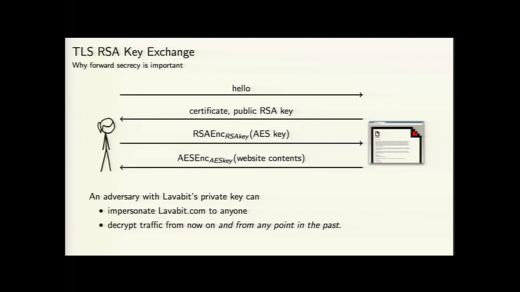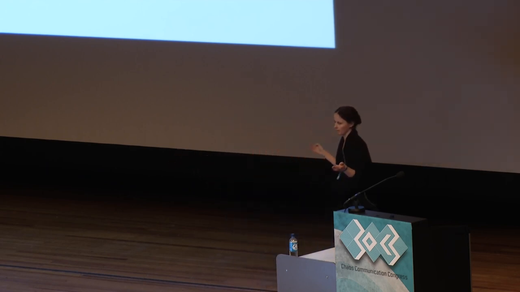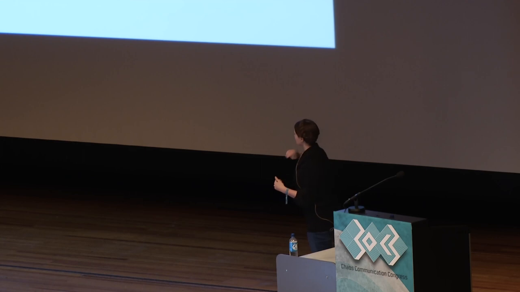The other thing that having the private key allows is for anyone who has the private key to impersonate the lavabit.com server to anyone on the internet, because this key has been verified by a certificate authority. This is presumably what the government actually wanted from the server, but as a side effect, they got bullet point number one, which is much more dangerous.